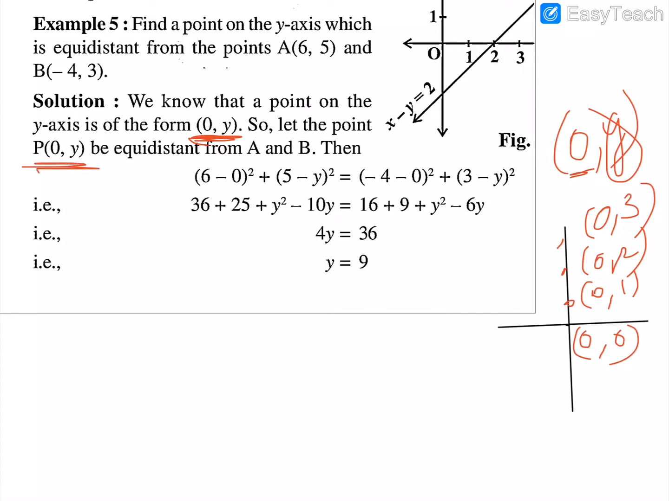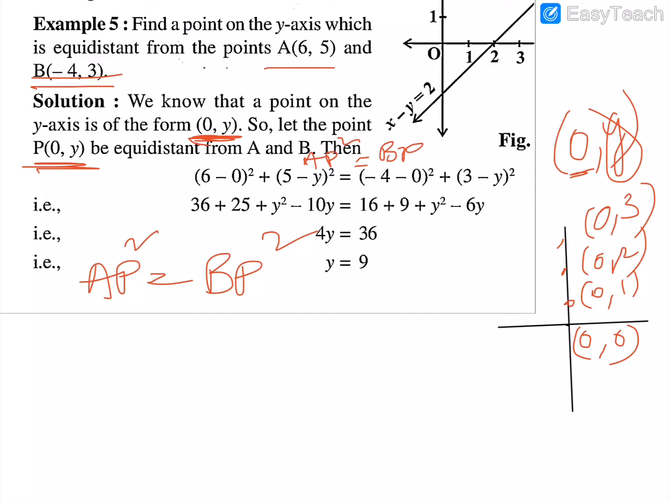In the previous question it was (x, y). Now here it is (0, y), and the given 2 points are at equal distance from this. So the distance AP is equal to BP. As I said, to remove the square root, we will square it first. So we are taking AP square is equal to BP square.